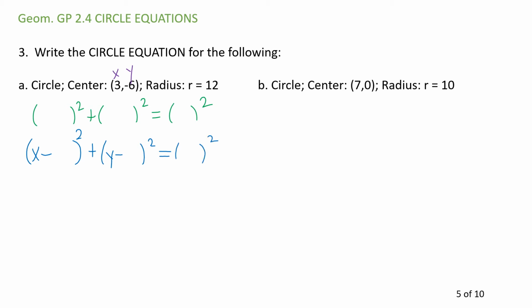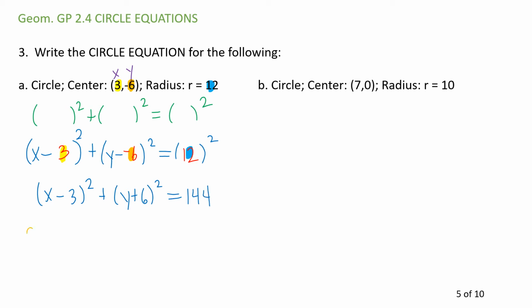And you just take your x and your y and your radius and you plug it in. Well, x is 3, y is negative 6, and the radius is 12. If you write it down that way every time, and then simplify it from there, you should get the right answer every time. x minus 3 squared, y plus 6 squared equals 144.